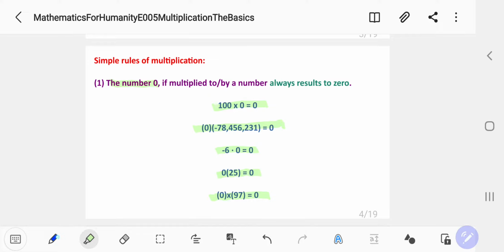By the way, I have written the symbol for multiplication, or how the multiplication is written mathematically. They're all equivalent. I mean, they all mean the same thing. This one, the parenthesis, the dot, this one means multiplication as well.